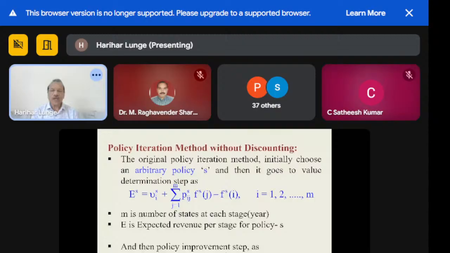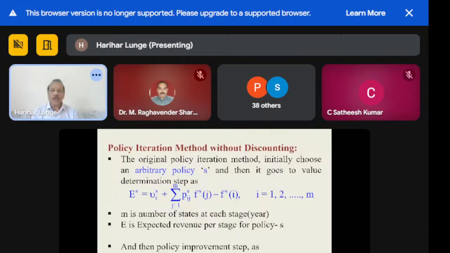Then for each state i, we obtain this maximum of k, v_i^k plus summation p_ij^k f_j. And finally, the resulting optimum decision k for the states 1 to m constitute the new policy. And the second step, that is the value determination step. So we have to continue this cycle till the optimum policy is reached.